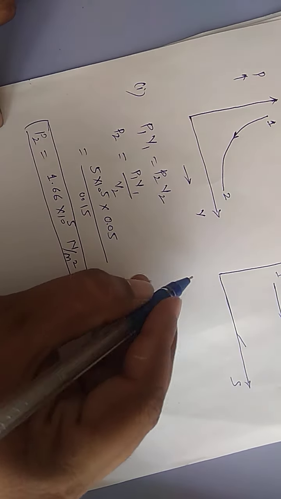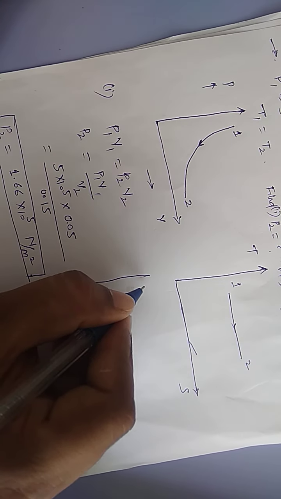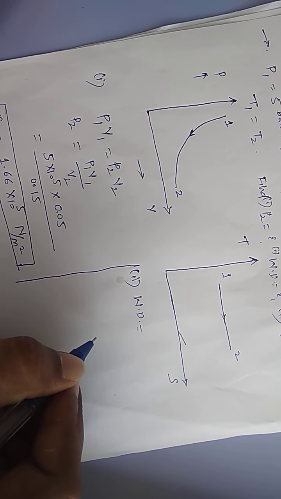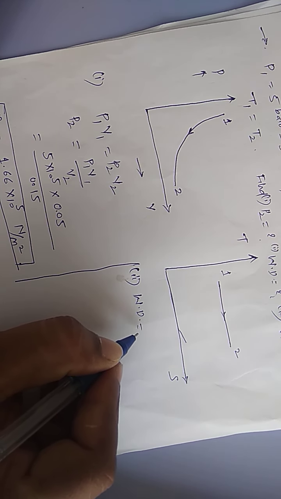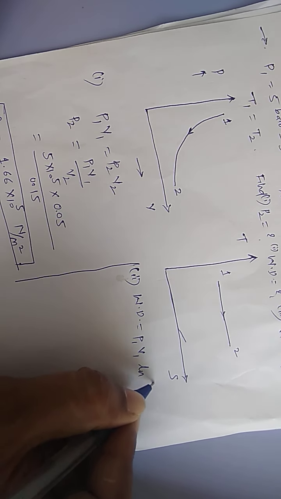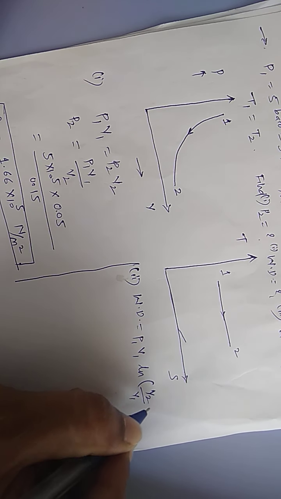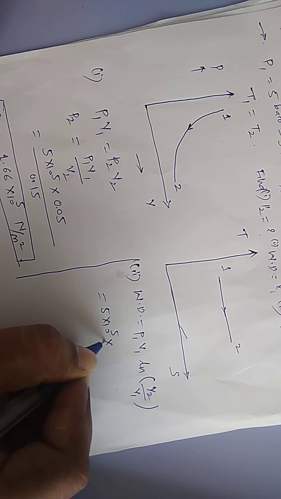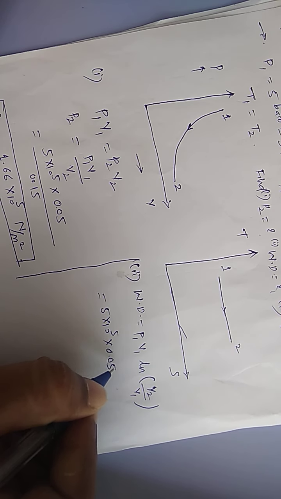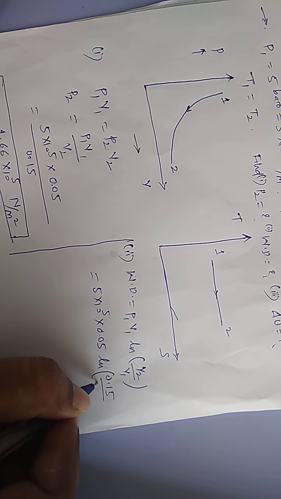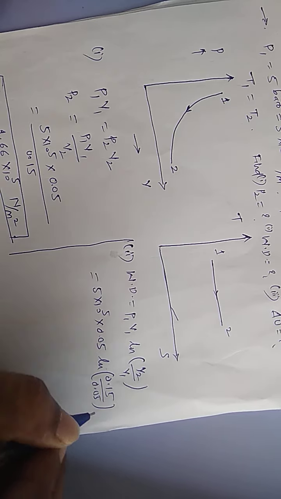Second, we calculate work done. As we know, the formula for work done in isothermal process is P1 V1 ln V2 upon V1. So put the values: P1 V1, 5 into 10 raised to 5 into 0.05, ln V2 0.15 upon 0.05.